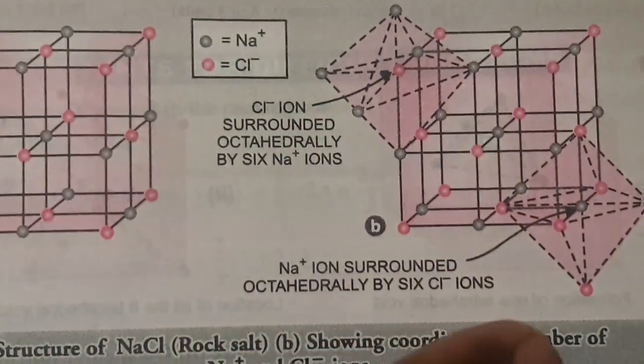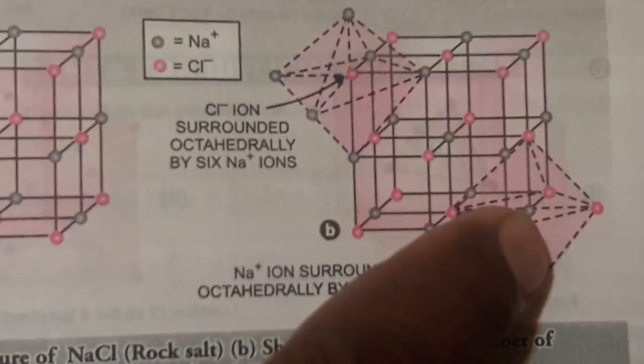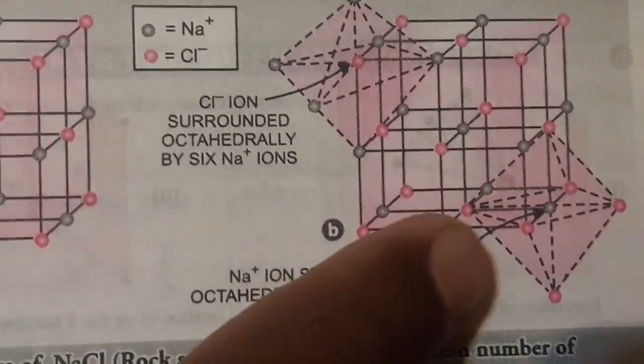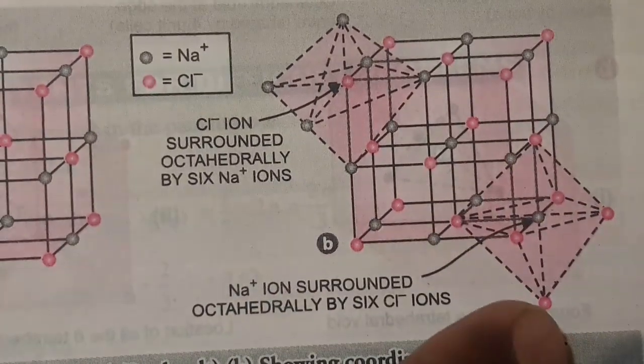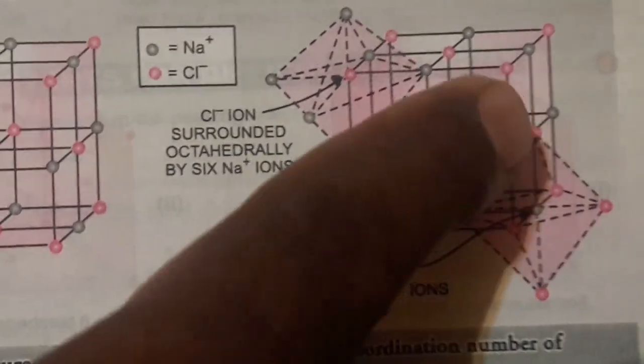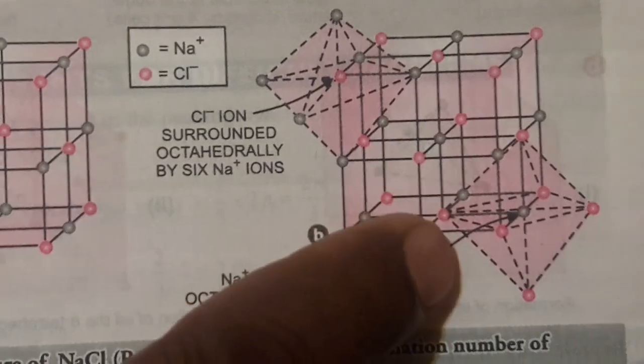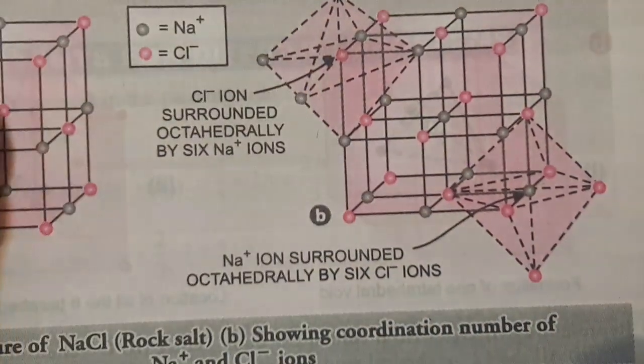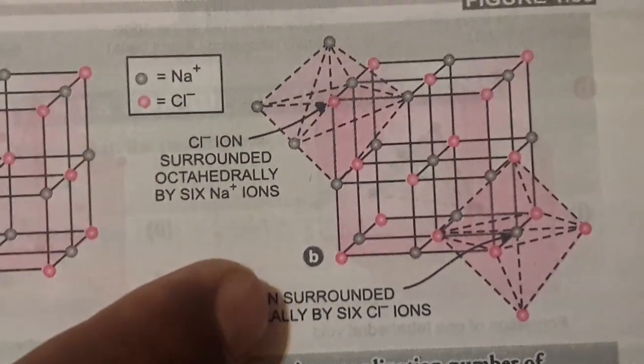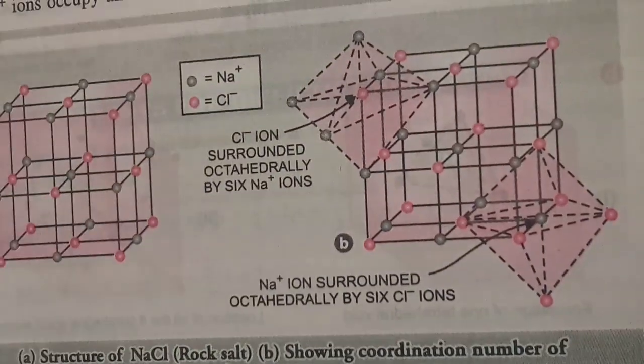Similarly, here you find each Na plus ion, the dark one, is surrounded by 6 Cl minus ions, the red ones: 1, 2, 3, 4, 5, 6. So that means each Na plus ion is surrounded by 6 Cl minus ions, and each Cl minus ion is surrounded by 6 Na plus ions.